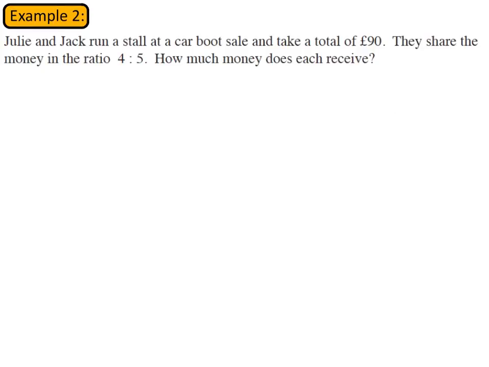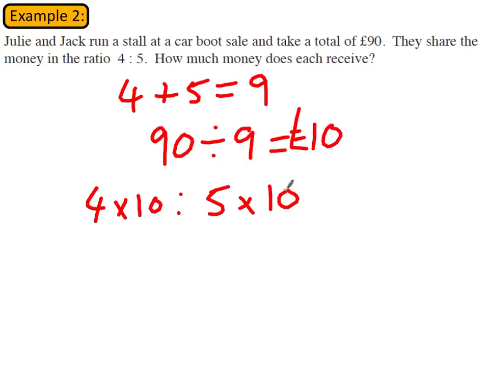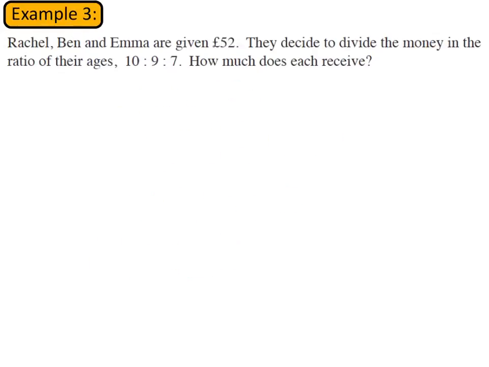So we've got £90 this time in the ratio 4 to 5. So 4 plus 5 is 9. We've got 9 piles to share this into first of all. So we do 90 divided by 9, which is of course 10. We'll keep it in pounds, that's £10. So we want 4 lots of that in one pile, 4 times 10, and we want 5 lots of that in the other pile, because we're in the ratio 4 to 5. So we've got 40 to 50 as our final answer.